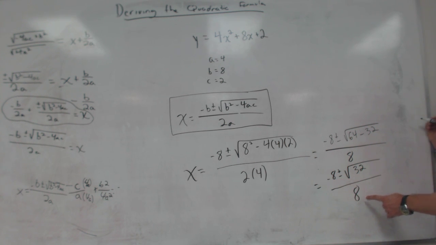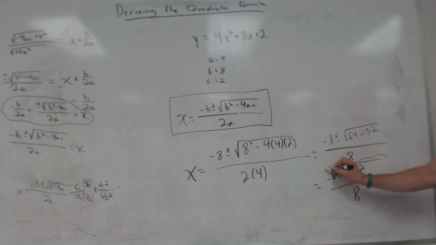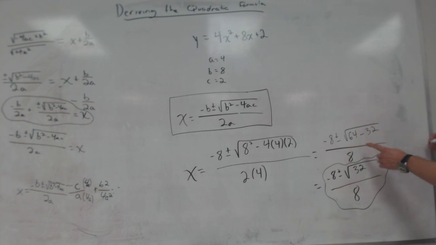So would that be your answer? I could leave my answer like this, except there's a 4 in here. I'm not going to worry about that. Let's just leave it like this for now, because you could split up the square root. What is 64 minus 32? 32. So negative 8 plus or minus the square root of 32 over 8, which simplifies to negative 4 plus or minus. Okay.